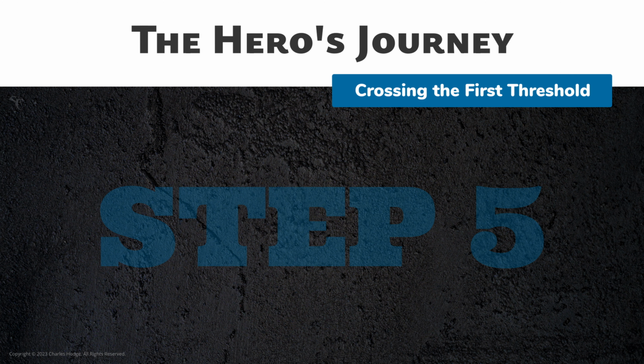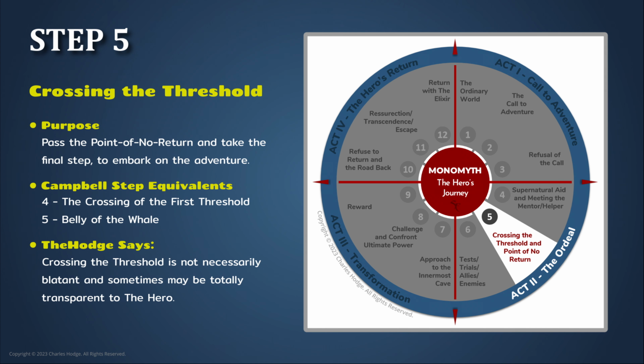Step 5. Crossing the threshold. Upon reaching the threshold of adventure, the hero must endure some kind of trial in order to cross the threshold that separates the everyday world from the world of adventure. This trial may be grand and blatant or gentle and subtle, but it must happen. There's a distinct transition from the world of light, being the world of the known, to the world of dark, being the world of the unknown. This is the point of no return. There's no going back once this step is taken.